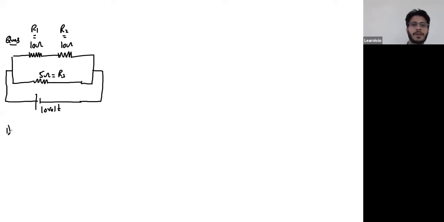So see, it's a mixed circuit. Here R1 and R2 are connected in series. With the series combination of R1 and R2, this R3 is in parallel. To solve this circuit, we have to make sub-circuits. We first have to pick the series combination. Let's take a resistor R12, which is the series combination of R1 and R2.